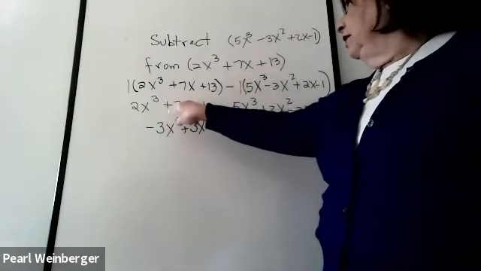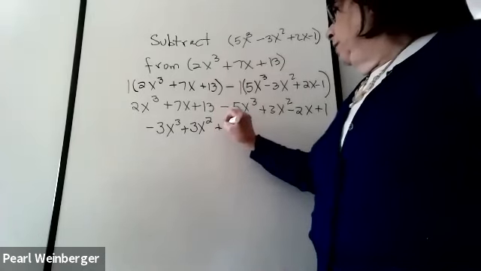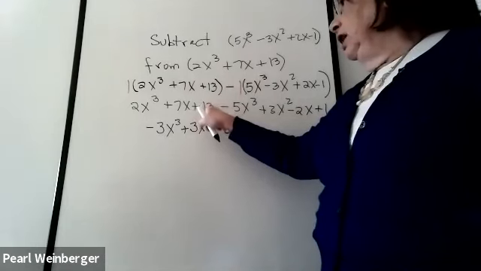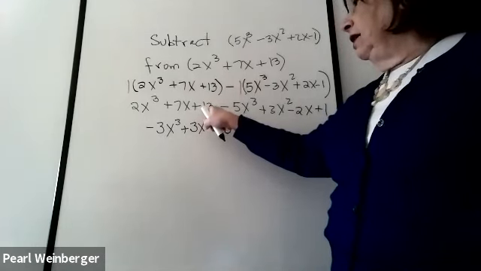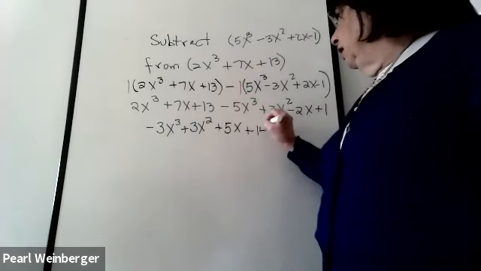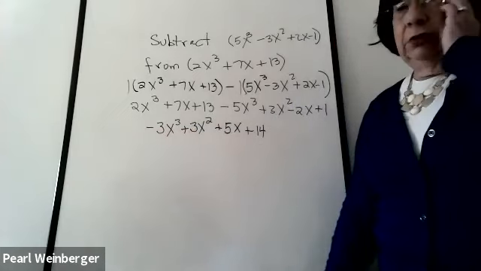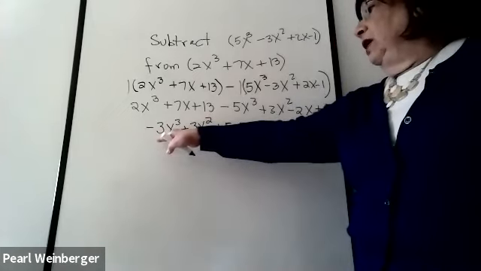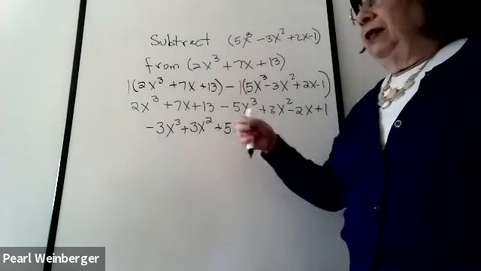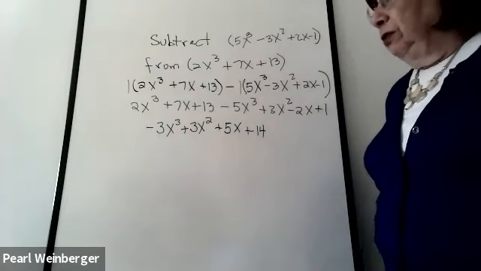Then we look for the x's, a 7x and a minus 2x combined to plus 5x. And finally, just the constants, the numbers without any x's, are the 13 and the 1, which gives me plus 14. I hope everybody got this answer. This is your answer. Don't forget that the way I put it, it's a degree 3 polynomial because the highest exponent I'm seeing is 3.